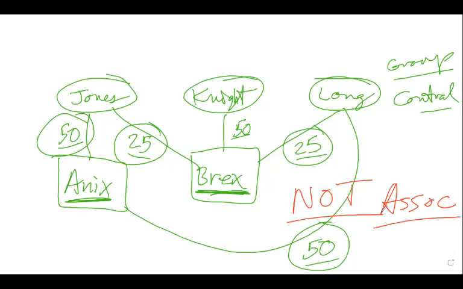So the closest thing that we had here was the fact that Jones and Long controlled Annex. If they had controlled Brex, then maybe we would have had something there. But Mr. Jones and Mr. Long do not control Brex.